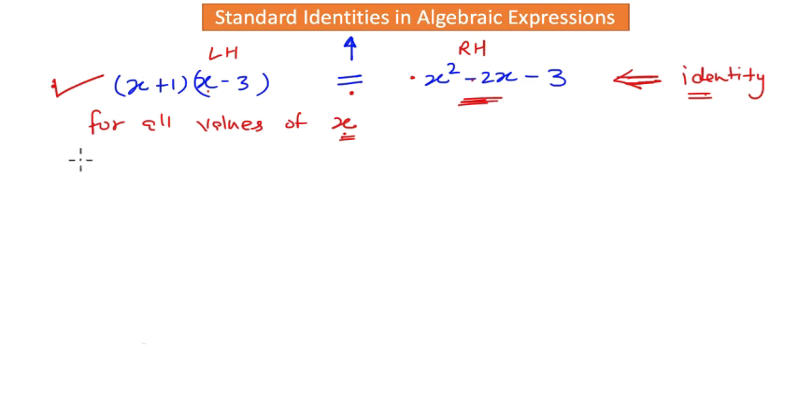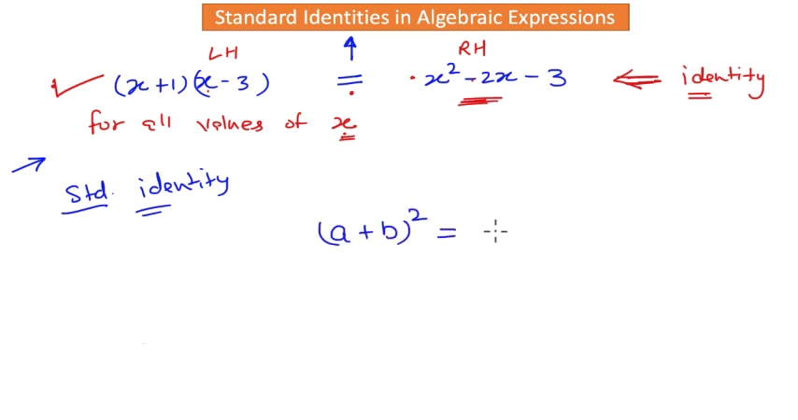Now just like this, we can identify many identities in algebra, okay? So where do you draw a line between the frequently used identities and the ones that are not frequently used? That's exactly where the concept of standard identity comes in and helps us, right? So there are three standard identities in algebra. One of them is a plus b whole square is equal to a square plus b square plus 2ab, all right?